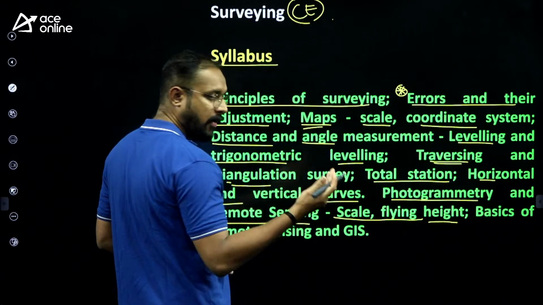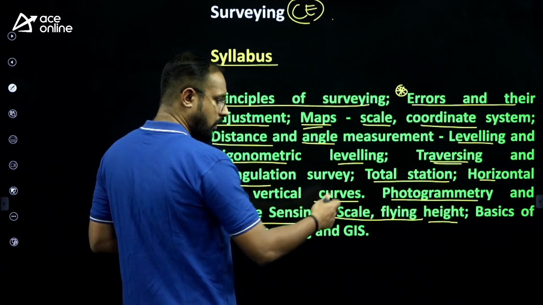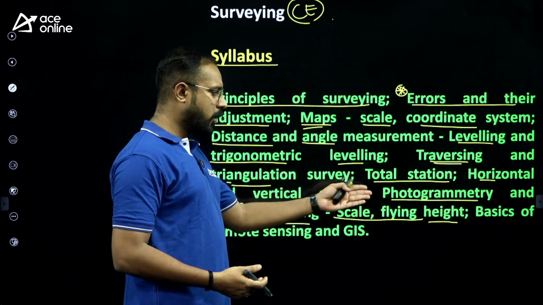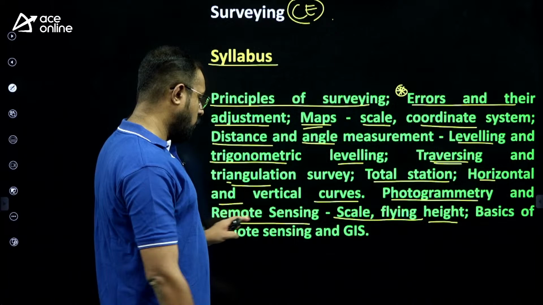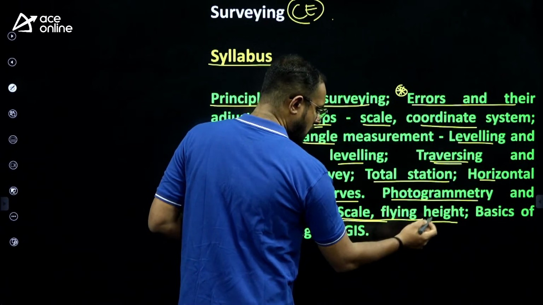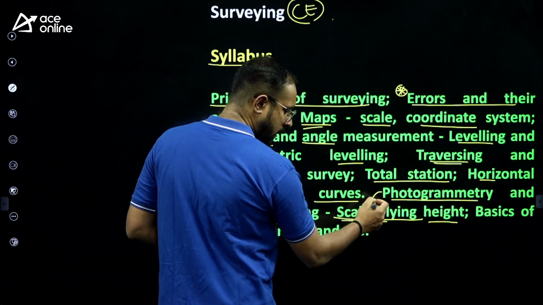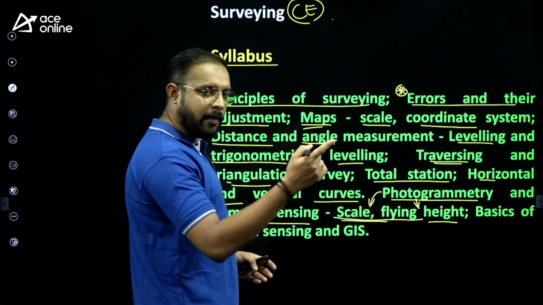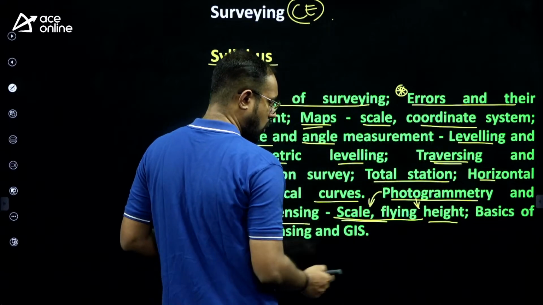Photogrammetry and remote sensing have been considered together because, before remote sensing evolved, we had photogrammetry. You can consider photogrammetry as one part of remote sensing, one passive form of it, where they mostly ask you to find the scale of the photograph and the flying height of the photograph, right? But there are more areas they investigate. We'll try and talk about that later.